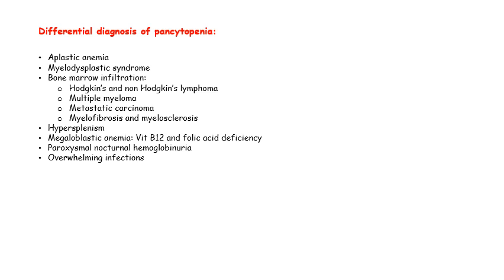As we can see, the CBC in cases of vitamin B12 deficiency or folic acid deficiency can present with pancytopenia. So we have to know the differential diagnosis of pancytopenia, which includes aplastic anemia, myelodysplastic syndrome, bone marrow infiltration by Hodgkin or non-Hodgkin lymphoma, multiple myeloma, metastatic carcinoma, myelofibrosis or myelosclerosis, hypersplenism, paroxysmal nocturnal hemoglobinuria, or overwhelming infection. This is in addition to megaloblastic anemia, due to either vitamin B12 deficiency or folic acid deficiency.